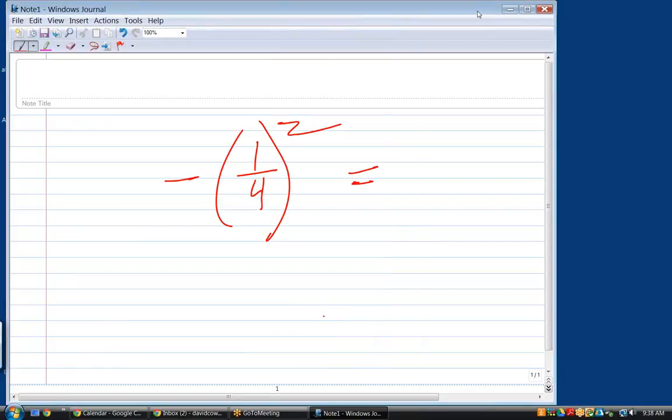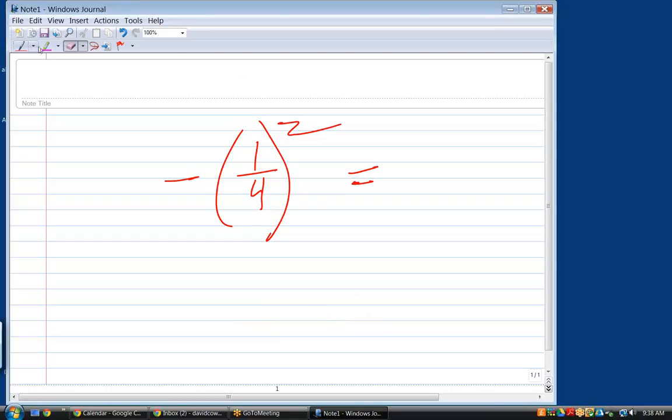So let's see, I don't know how much you heard. What's the answer to that? A half? Or no? No. Squaring means 1/4 times 1/4. How do you multiply fractions? 1/8. 1/16. 1/16. Now, what about the minus sign? Since there's two of them, it's just a positive?